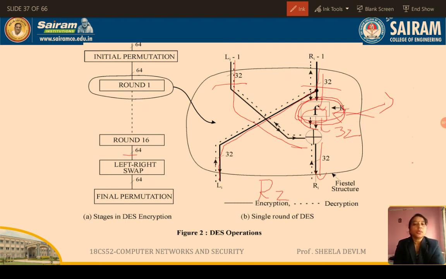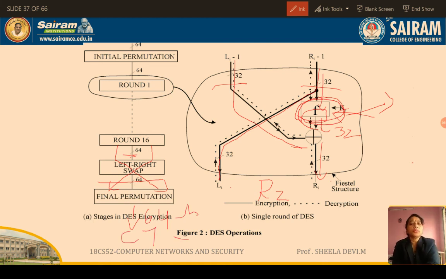So the same process will happen in all the 16 rounds, and we will get the 64-bit output. How? The leftmost 32 bit and the rightmost 32 bit will be combined, that is 64 bit will go into the third process called left-right swap. What is left-right swap? The left part will go as the right part and the right part will go as the left part, that is the left-right swap operation. Then comes the final permutation. Again rearrangement of the bits will happen, that is mixing of rows and columns. Then we will get the final output, that is 64 bit, which is nothing but the ciphertext.